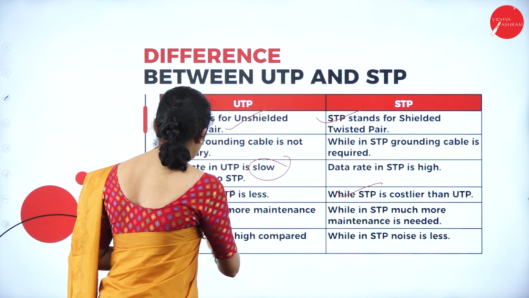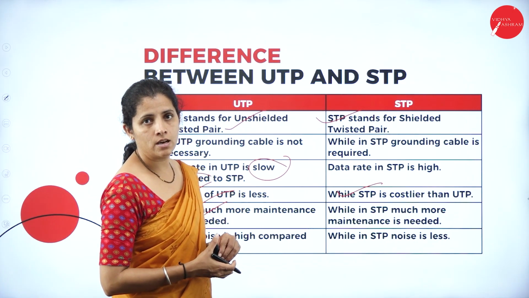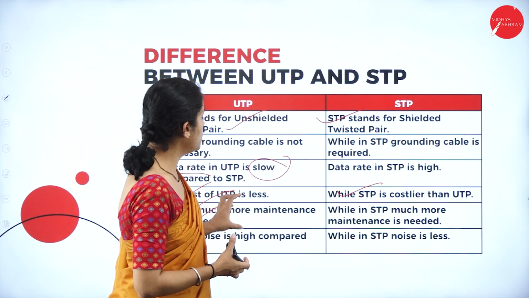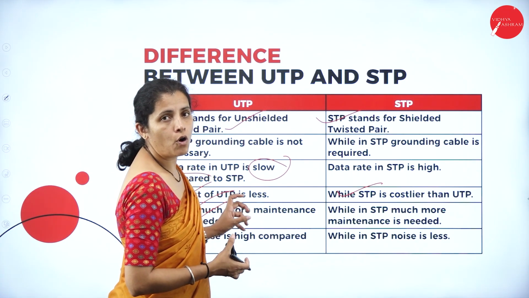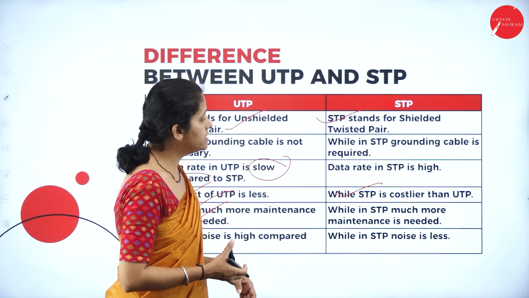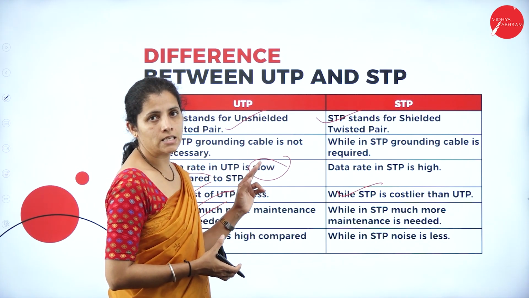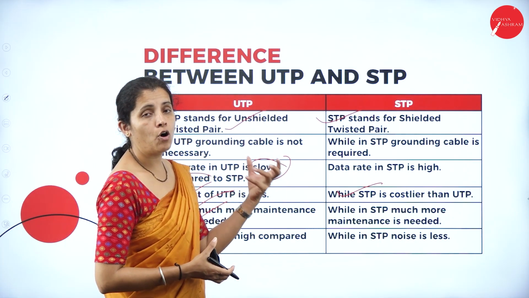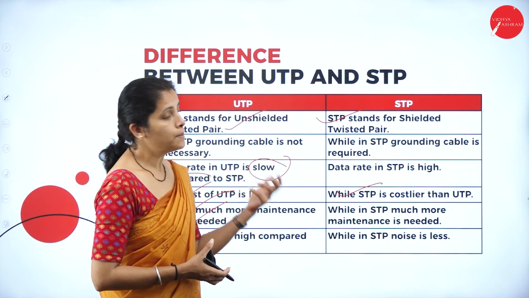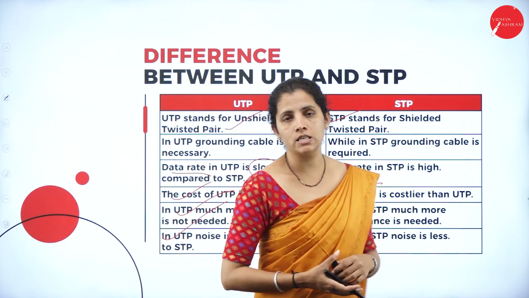And if I consider UTP, it has high noise because we don't have any external foil shield. But if I consider STP, the noise is very less because we have the outer shield or outer conductor. Because of that, we have less noise.